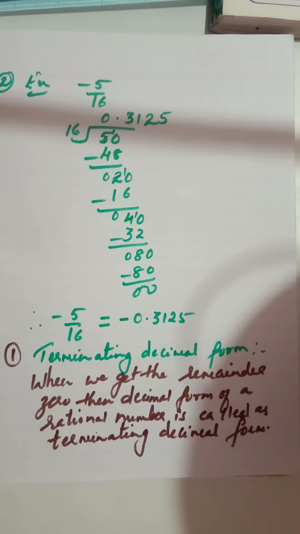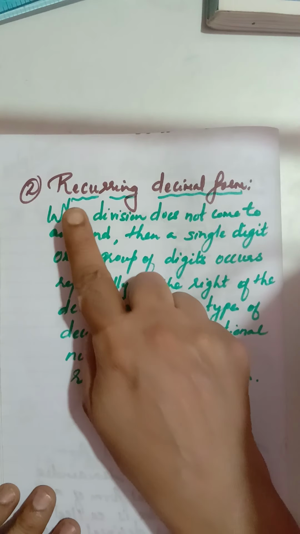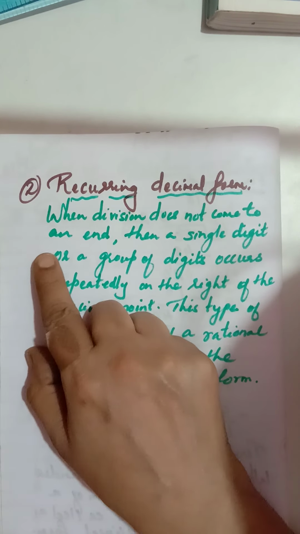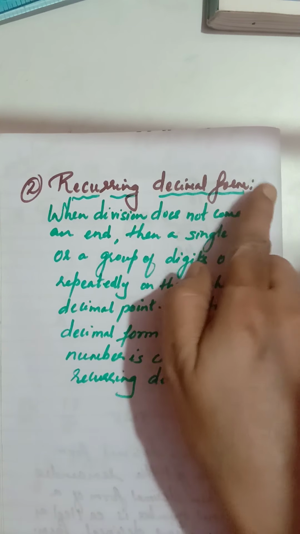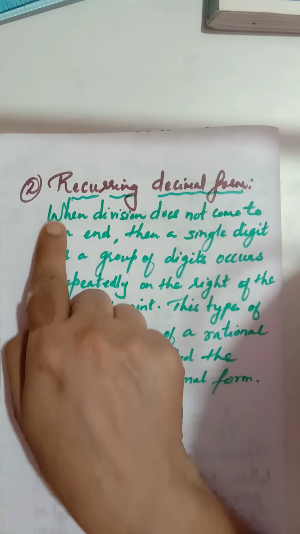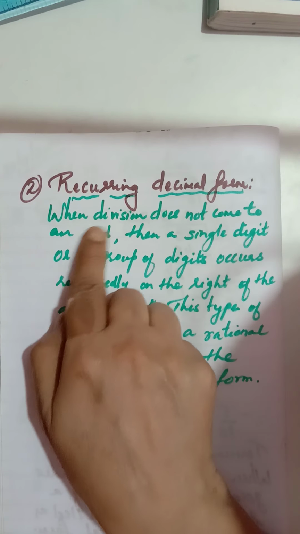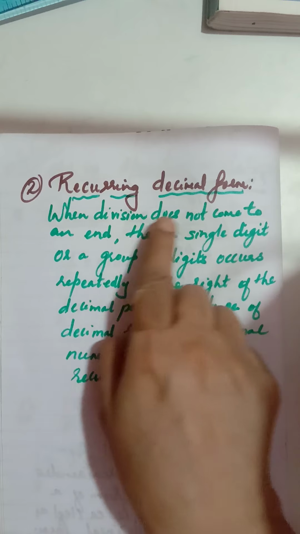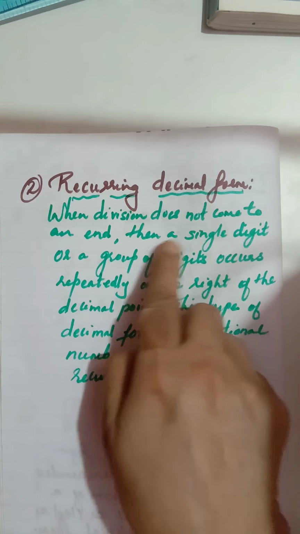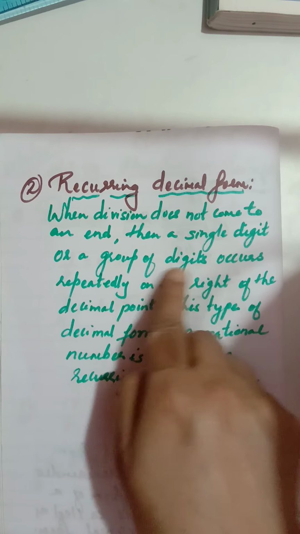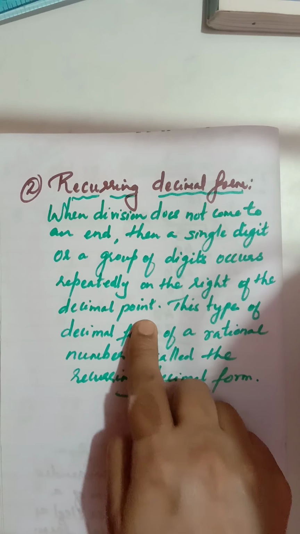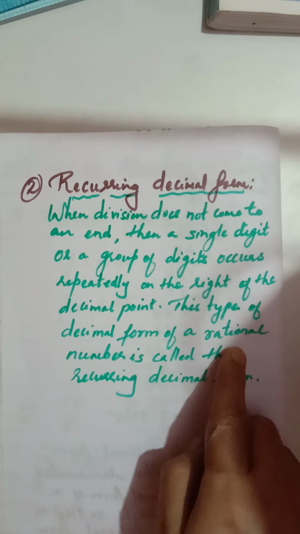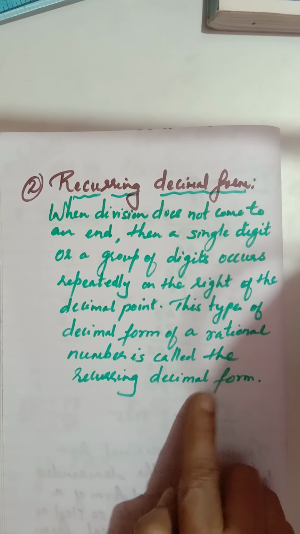Now let us see the second form, children. The second type of decimal form of a rational number is called recurring decimal form. I have written the definition first. Let us read it out. When division does not come to an end, then a single digit or a group of digits occurs repeatedly on the right of the decimal point. This type of decimal form of a rational number is called recurring decimal form.